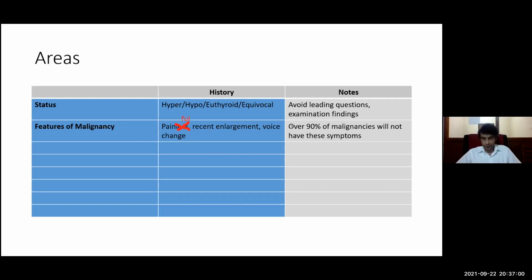Anaplastic cancers, which only constitute less than 5% of thyroid cancers. That means that over 90% of thyroid cancers won't have any of these symptoms. So just because you don't find these symptoms, you can't say that the patient doesn't have a malignancy either. Okay, so we'll go to the next problem area that you need to think about.